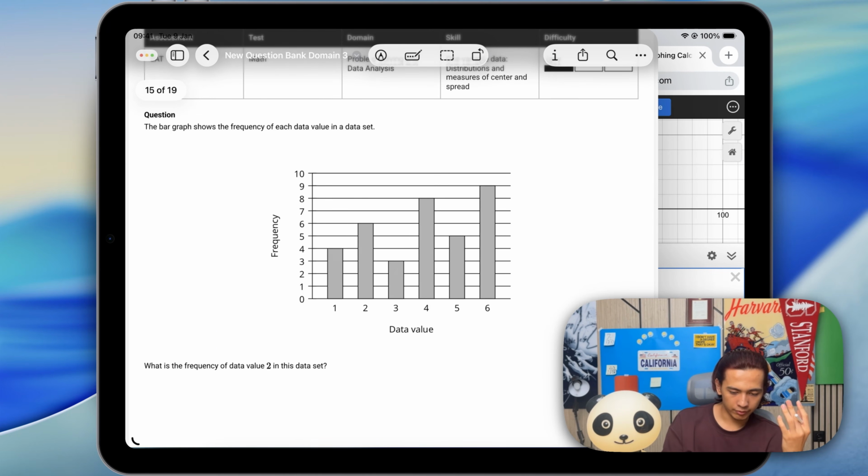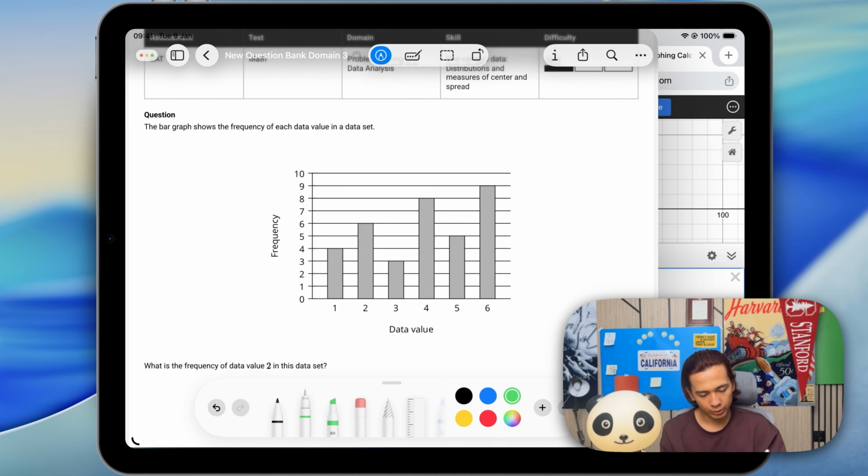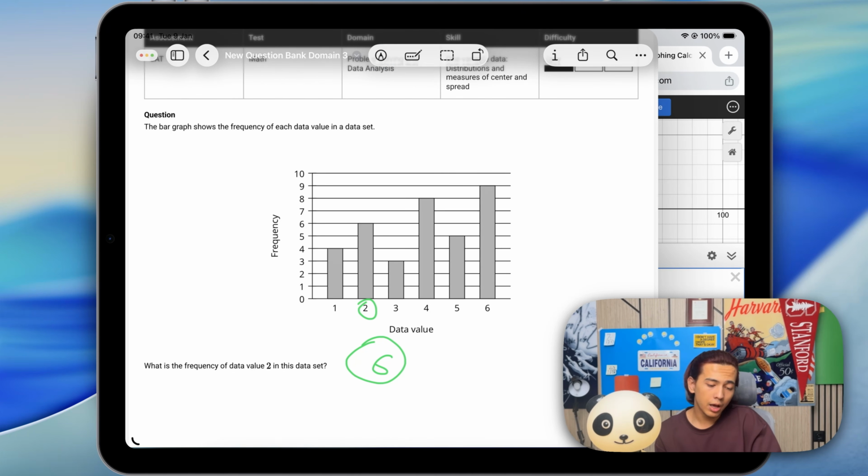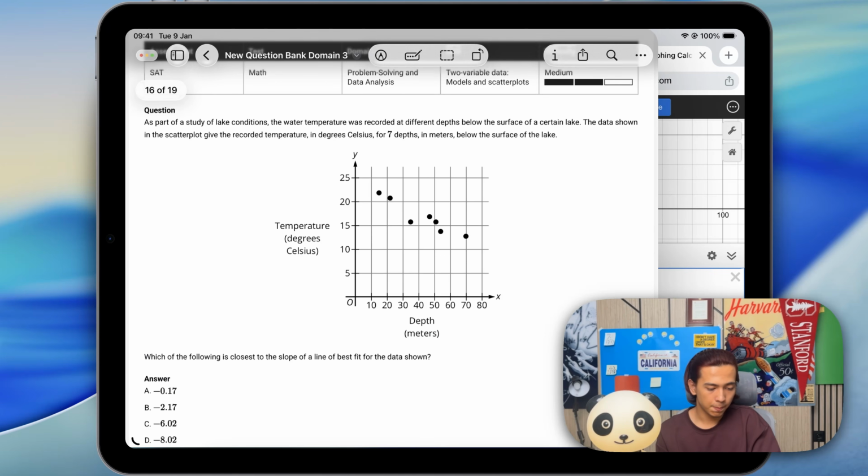What is the frequency of data value 2? So you have value 2 here. What is the frequency? It's going to be 6. Super easy, this one. We have easy questions, so good thing.